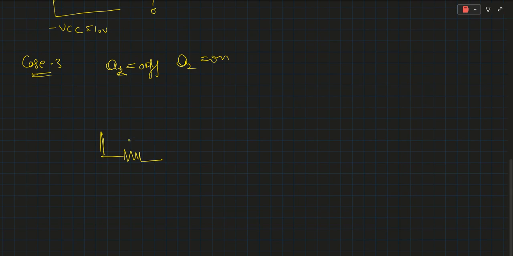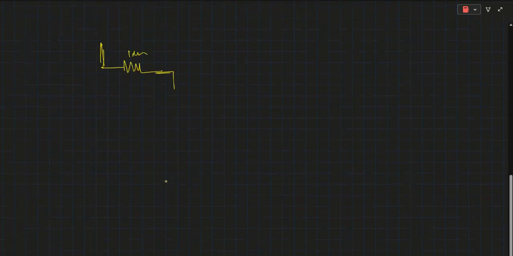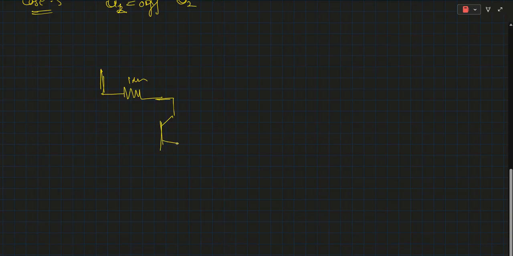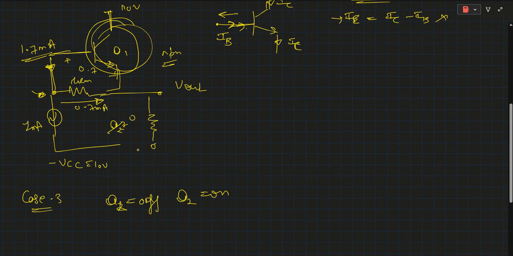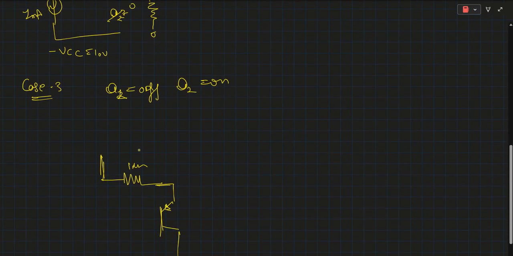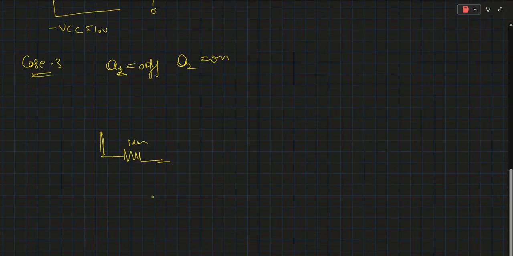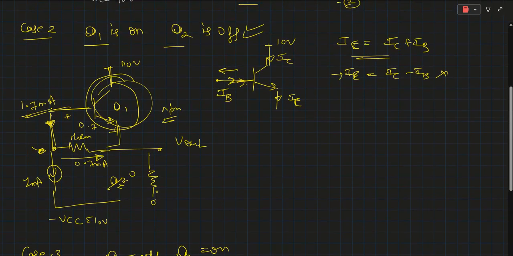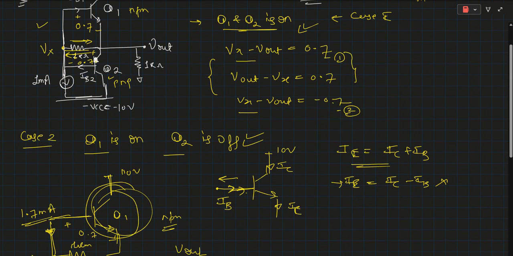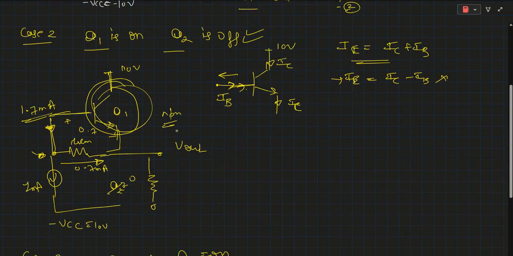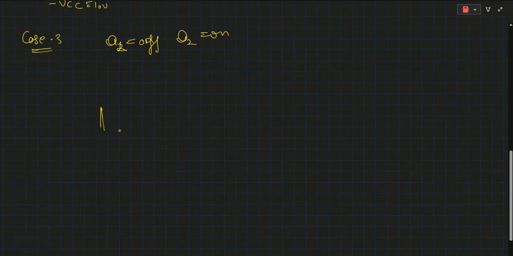So this is a resistor, which is 1 kilo ohm, and this is a PNP transistor. Sorry, it's not like this. Okay, let me draw again. This is the circuit. No, this Q1 is off. So if Q1 is off, we can draw just Q2. Let me redraw Q2.